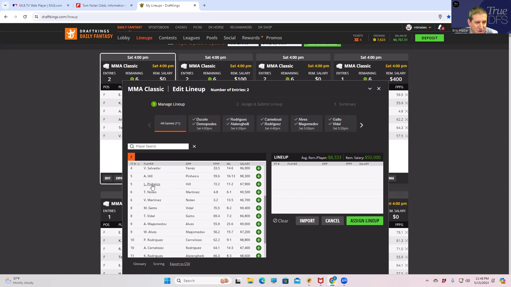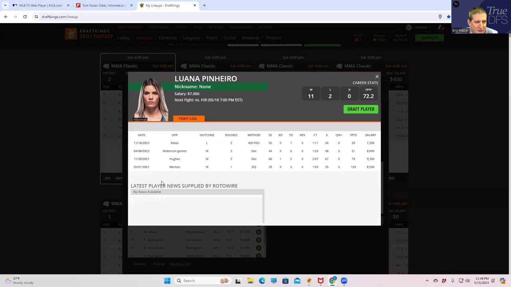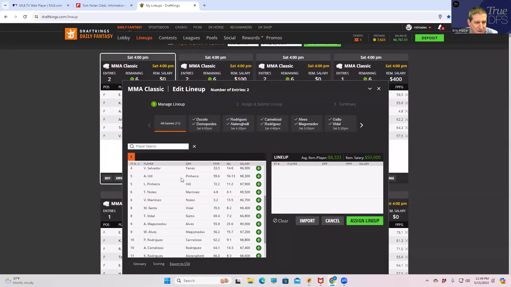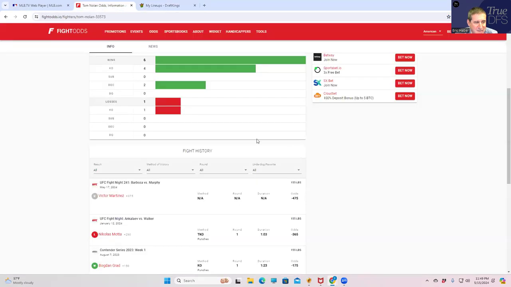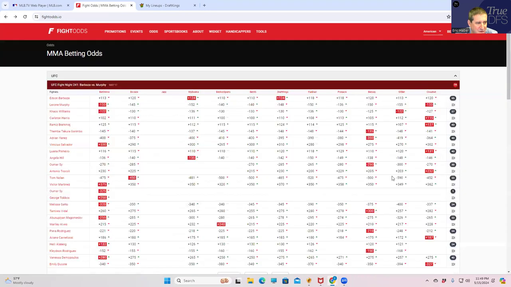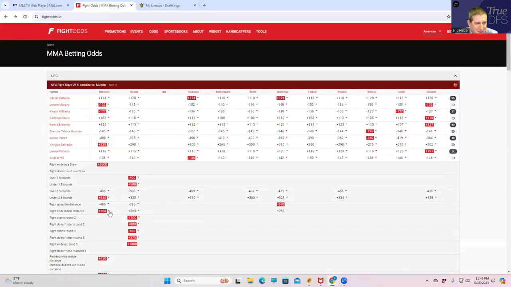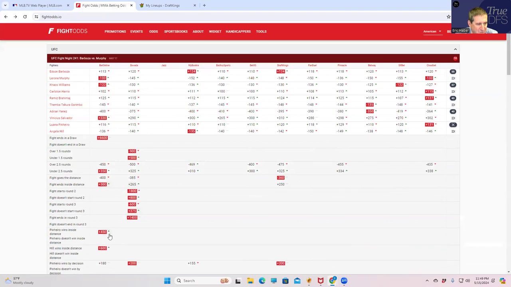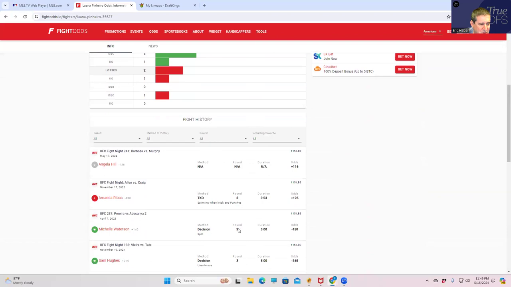All right, Angela Hill versus Luana Pinheiro. Okay, mid-range fight, so it has that going for it. The inside the distance line is extremely poor, as you might imagine here. You take a look, I think both of them are plus 500 inside at least, right? Yeah, Pinheiro plus 450 and Hill plus 600. And does either one have takedown upside? That is actually a pretty good question.